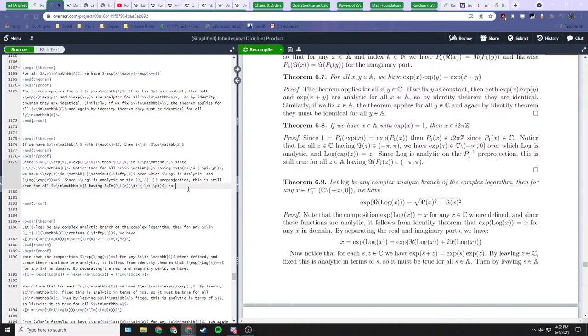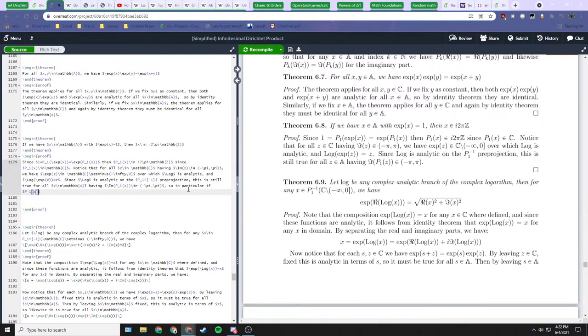So, in particular, if P1 of x is 0, then log exp x is just x. But we could say x is a log of exp of x, which is also log 1, which is 0. So x is 0.